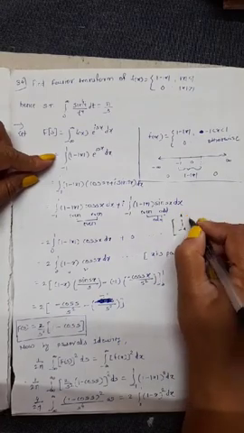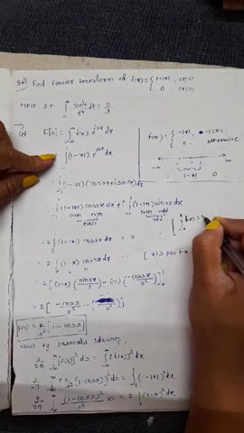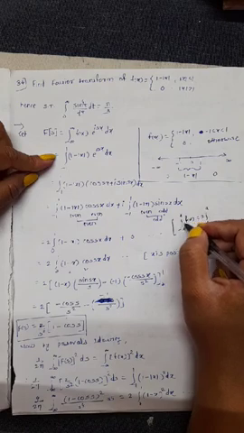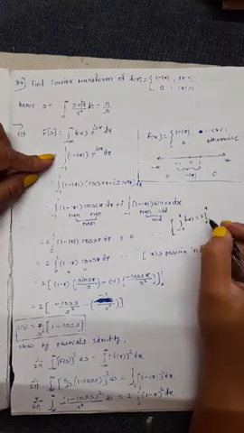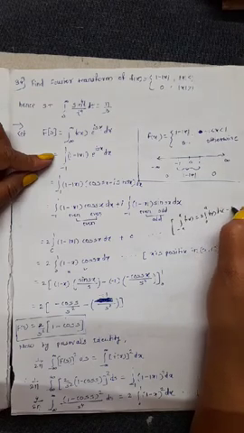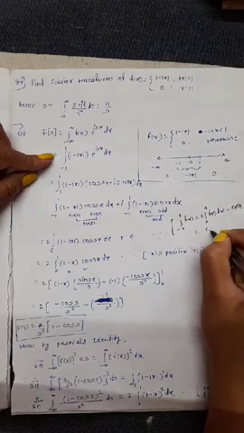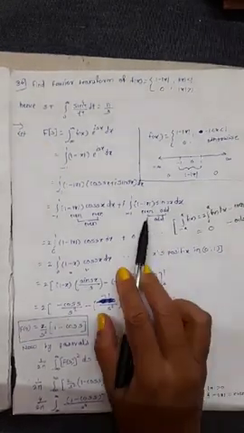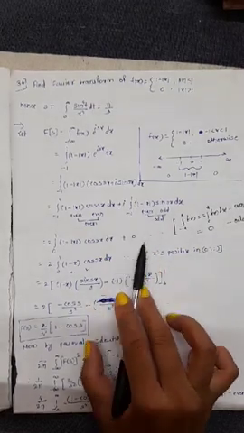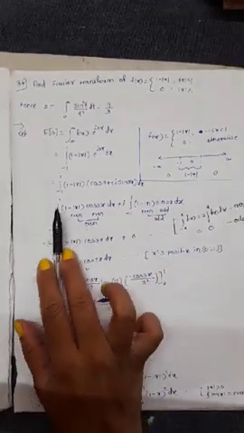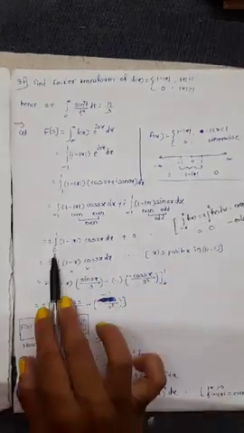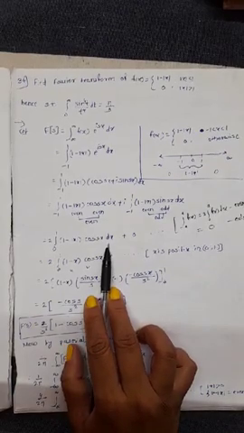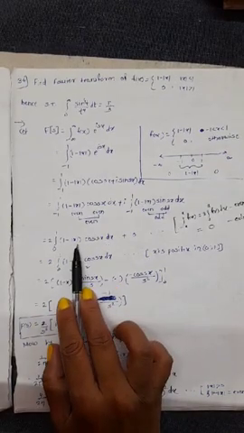Integration from minus a to plus a of f(x) dx is 2 times the integration from 0 (the middle number) to a of f(x) dx if it is an even function f(x), and it is 0 if it is an odd function. Using this result, this is odd, so the integration from minus 1 to 1 becomes 0, and this is even, so the integration from minus 1 to 1 becomes 2 times the integration from 0 to 1 of the function as it is, dx.